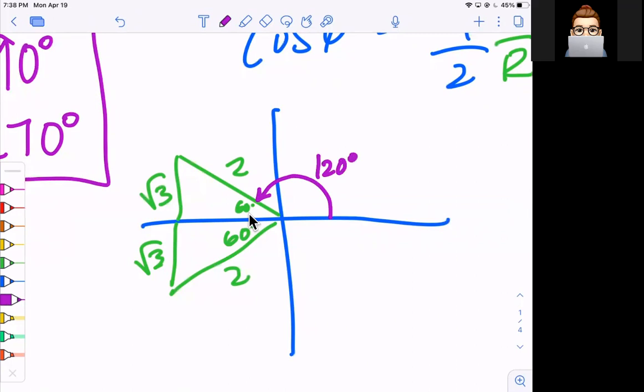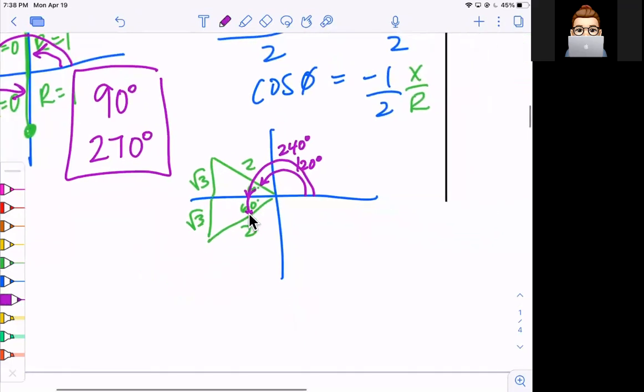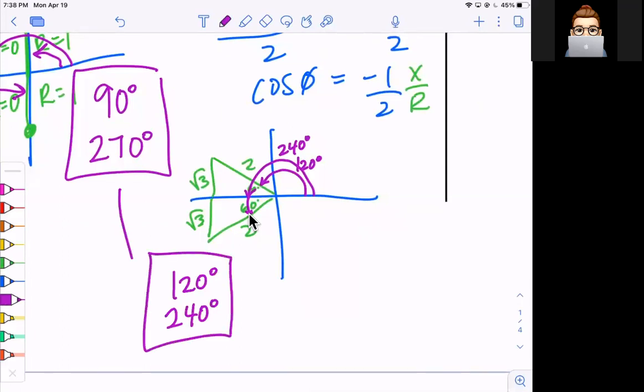Okay. And then if I'm going all the way around, this would be 180 and then 60 more, would be 240 degrees. So my other two answers, 120 and 240. So there are 4 solutions here, 4 solutions to this problem.